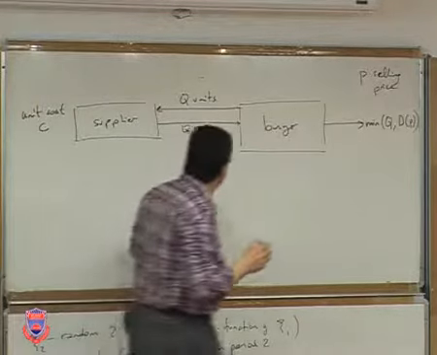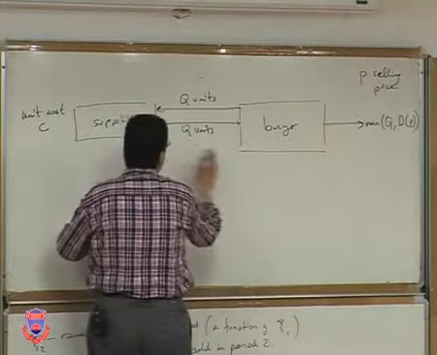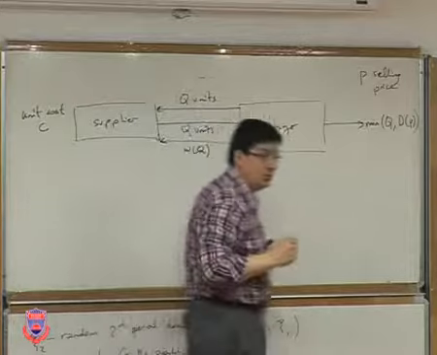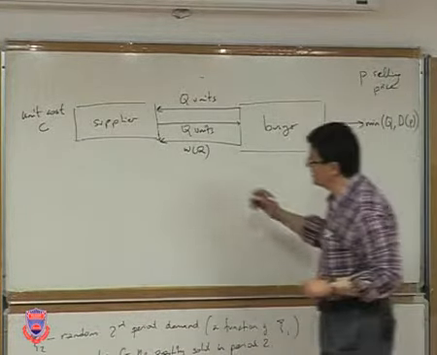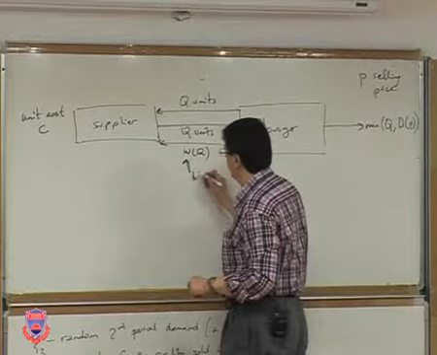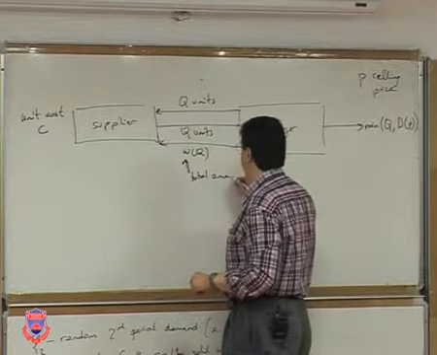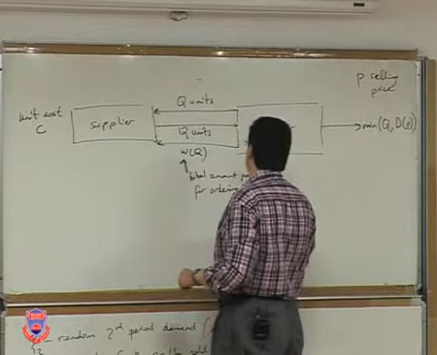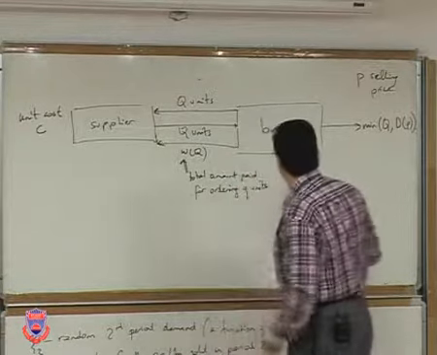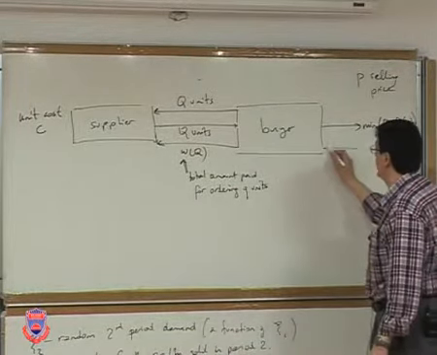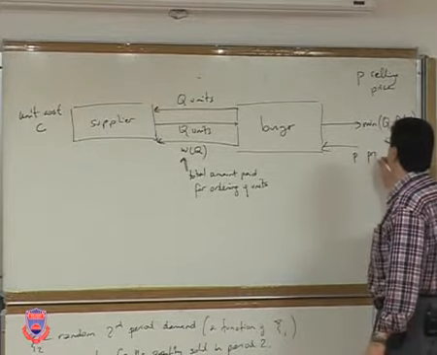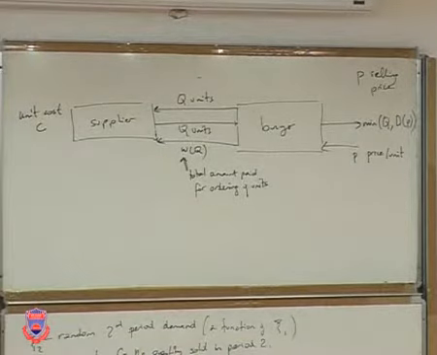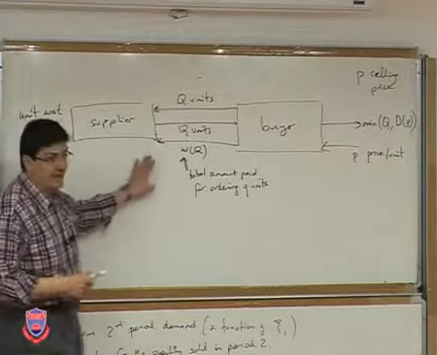And the retailer, or the buyer, excuse me, is going to pay WQ for the ordering quantity. So this is going to be the total amount paid for ordering Q units. And of course, P is the price per unit, and this is also going to be a financial flow.